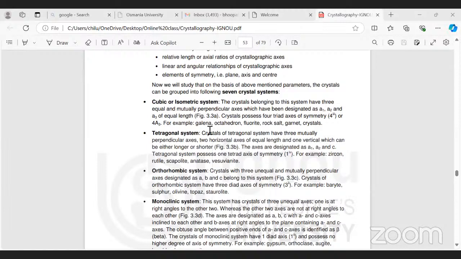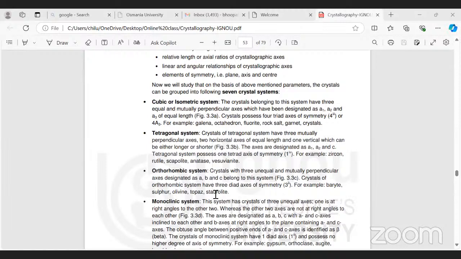In the tetragonal system, the best examples are zircon, rutile, and scapolite. Zircon is very important, and rutile is also. These two are very important, and we commonly see them in igneous terrain or in igneous rocks. So these are two having the tetragonal system.